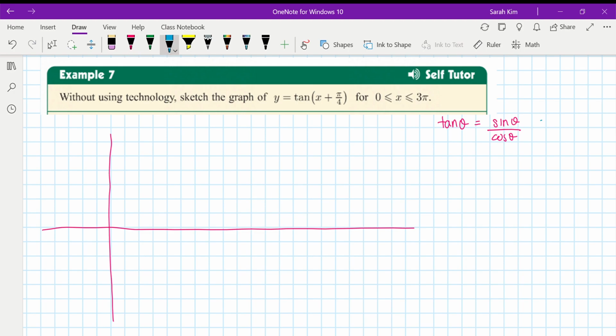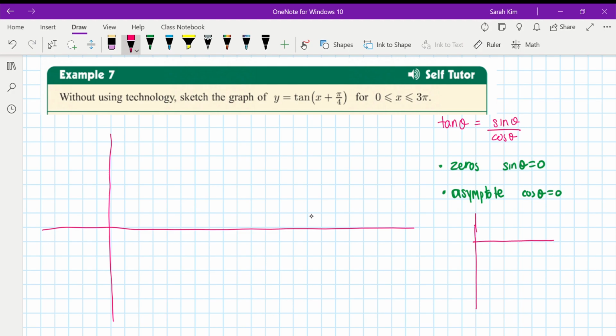So what we know is two things. We have zeros of tan theta when sine theta equals 0. We have asymptotes where cos theta equals 0. So have a think about your cos theta and your sine theta graphs.